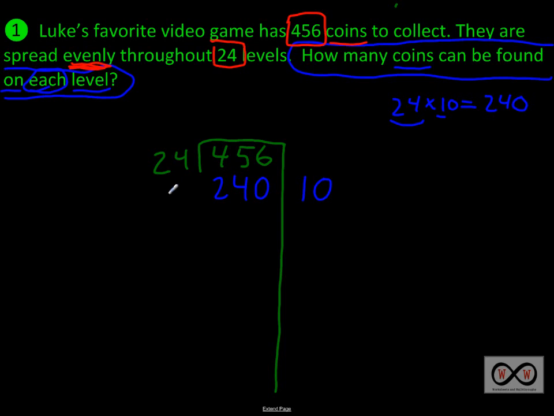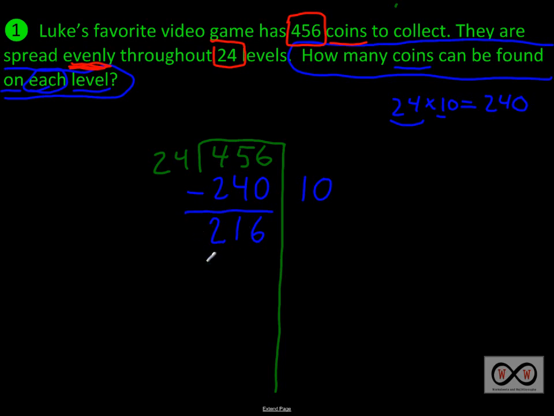So far, we've got 24 times 10 equals 240, and now we really eventually want to break down this 456 as close to 0 as we can. So here we go. We'll subtract. 6 take away 0 equals 6. 5 take away 4 equals 1, and 4 minus 2 equals 2, giving you 216. If I'm going too fast for you, feel free to pause the video and resume whenever you're ready.